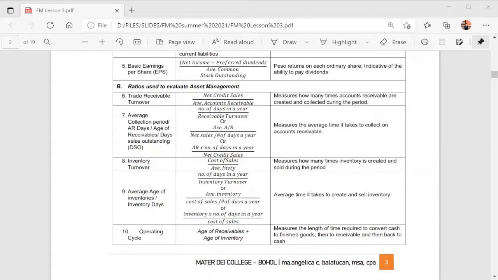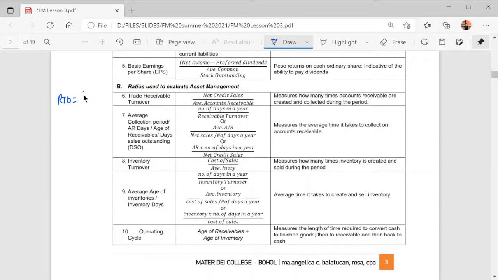Okay, the higher the better. Because how many times is it created and collected? So if you generate a lot of sales, if there is an RTO with a huge amount, for example, your credit sales is 1 million.